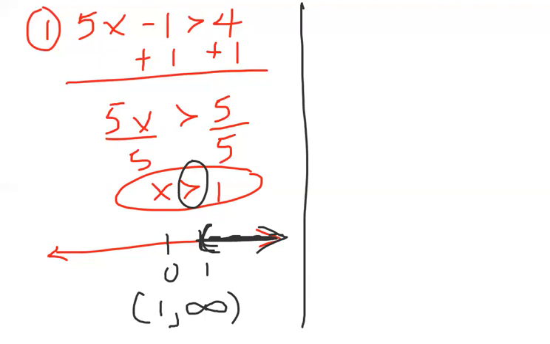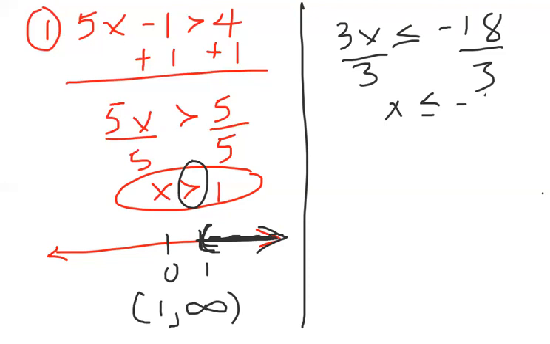So here's another one. 3x is less than or equal to negative 18. On this one, I would divide both sides by 3. So I'm left with x is less than or equal to negative 6.